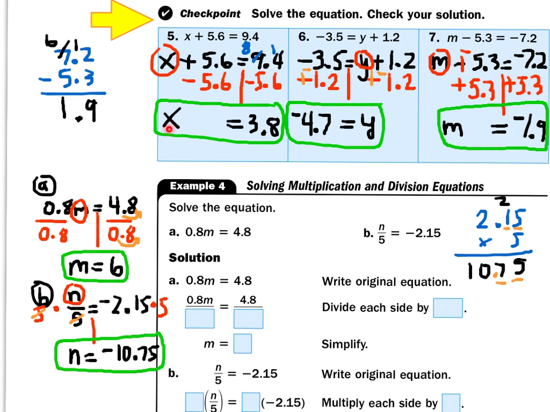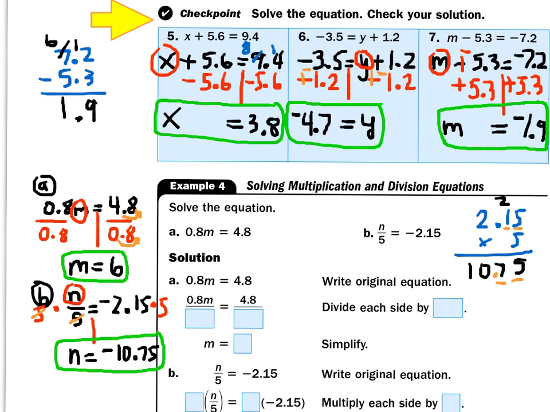I let the x drop down. A positive 5.6 plus a negative 5.6 destroys each other. They become 0. I let the equal sign slide down. And then I have to do a little bit of arithmetic. I subtract, and I get 3.8. Remember, it's positive because the positives had more. Take a look at number 6.